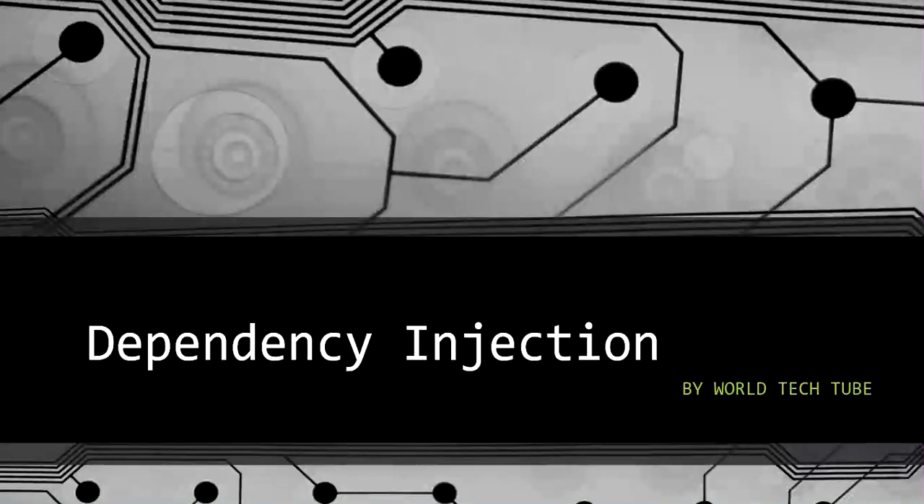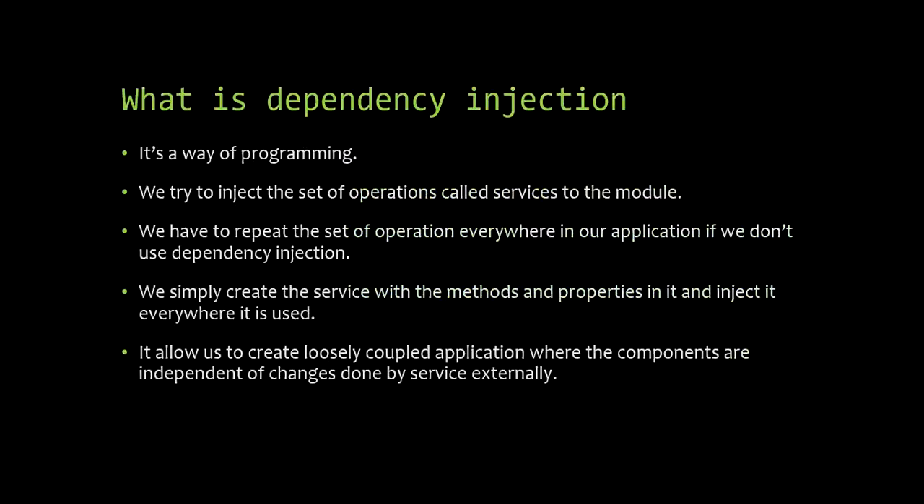So let us go on with one of the most important concepts in object-oriented programming, that is dependency injection. Before we start, we should know what dependency injection is. It is nothing but a way of programming where we inject a set of operations, called services, into the module. We would have to repeat the set of operations everywhere in our application if we didn't use dependency injection. Instead, we simply create the service with its methods and properties and inject it everywhere it is used.